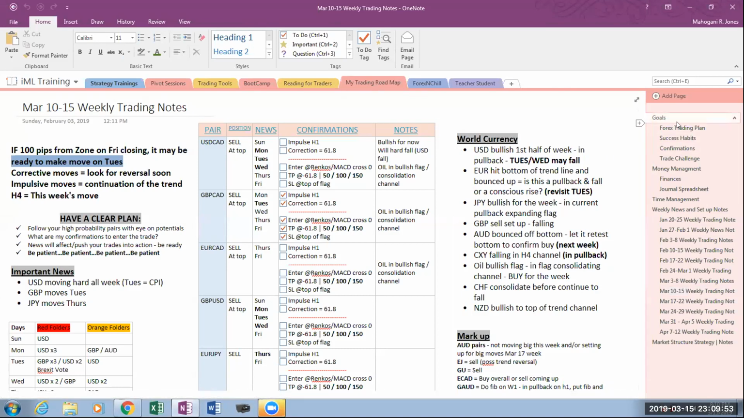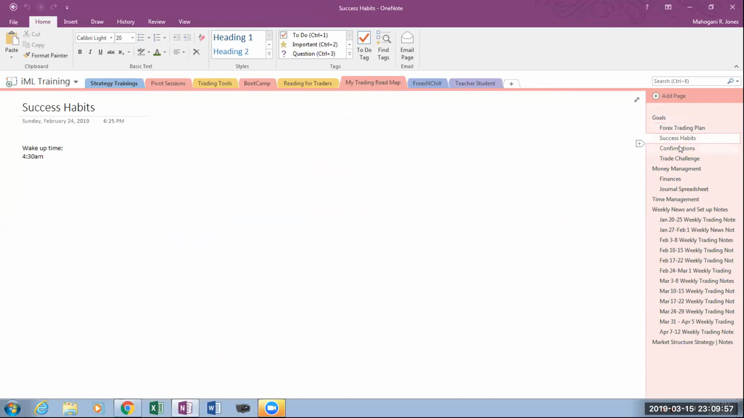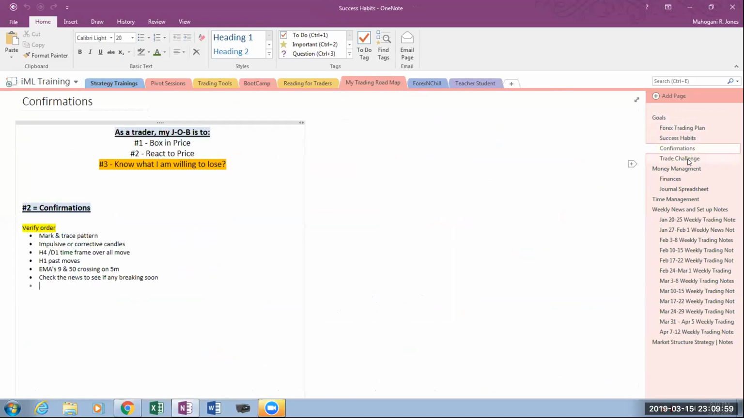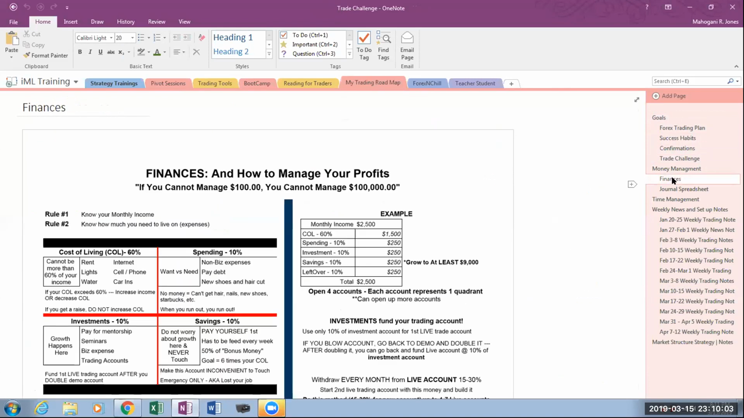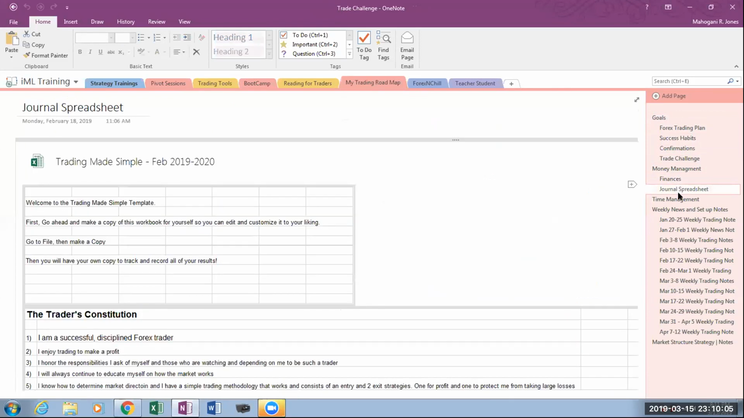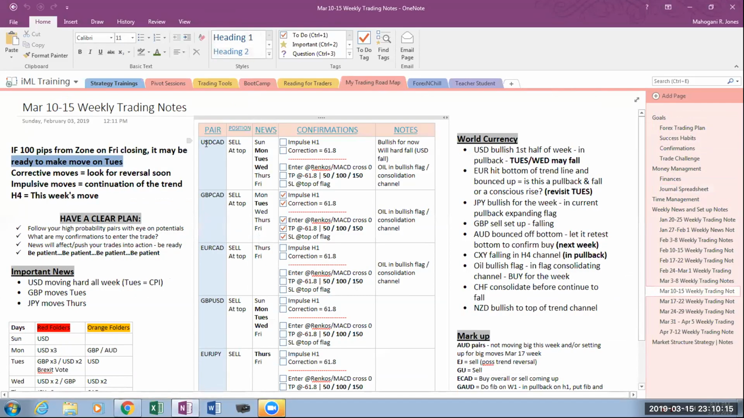I have my goals. I have my trading plan. I have my success habits. I have my confirmations that I'm always using. I have little information, finances, my spreadsheet journal, time management, what I'm doing every week. And then every week I'm looking at what I created for myself as far as what the news is doing.